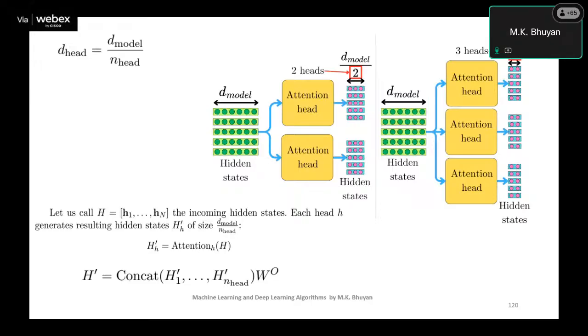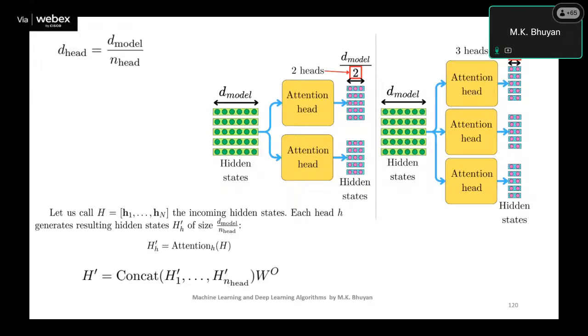In the first figure, you can see we are considering 2 attention heads, attention head 1 and attention head 2. And what is the dimension of the model? The dimension of the model in this example is 6, 1, 2, 3, 4, 5, 6. If you see the green circles, how many green circles? 6. And what is n head? The number of heads is equal to 2. So D model divided by n head, 6 divided by 2 is equal to 3. That is why the dimension of the head will be 3.